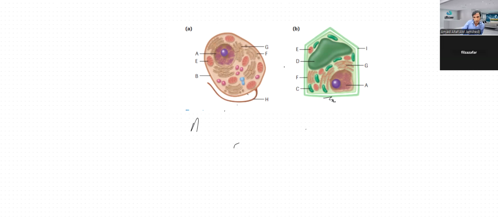It's an animal cell, as you said, and this other one is the plant cell. There was a problem here. So this is a general identification. But let's start with A. Can we identify what this structure is in the animal cell?